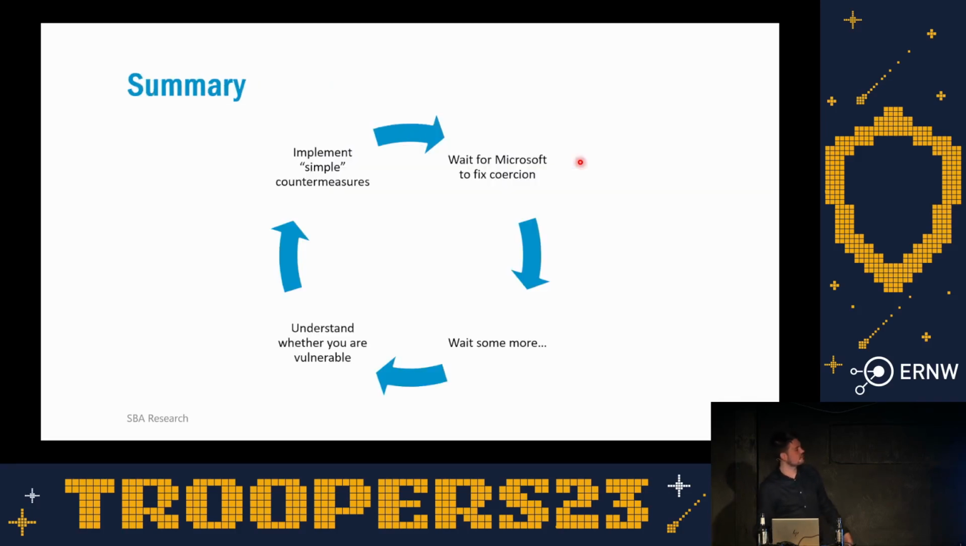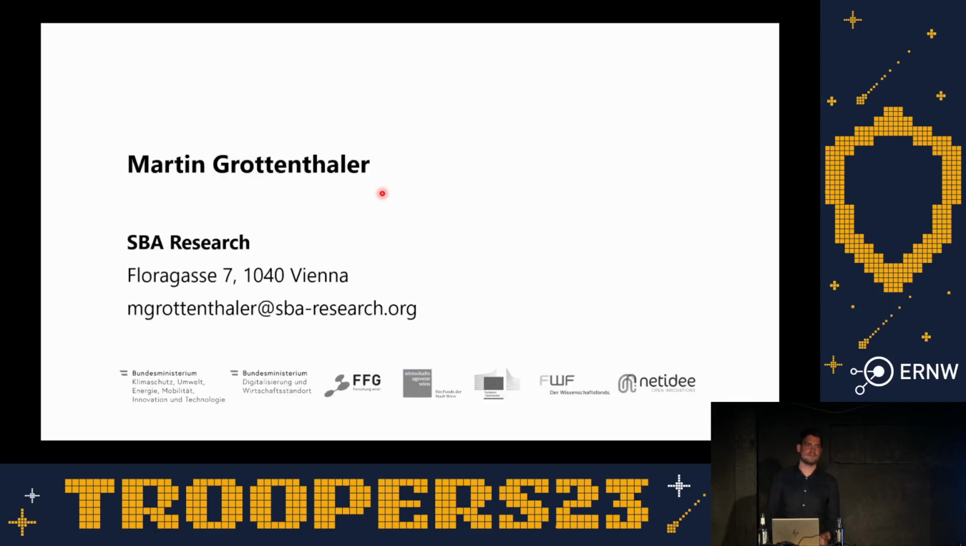Okay, let's summarize. We have waited, I think, long enough for Microsoft to fix this coercion stuff. And we waited some more, at least 5 years with the PrintBug. So I hope we are kind of here now, everybody. We understand whether we are vulnerable. And we should really go back and implement those simple measures. We have seen them, they are old, and they should be supported nowadays. So yeah, let's do this. Thank you very much. If there are any questions, please go ahead.